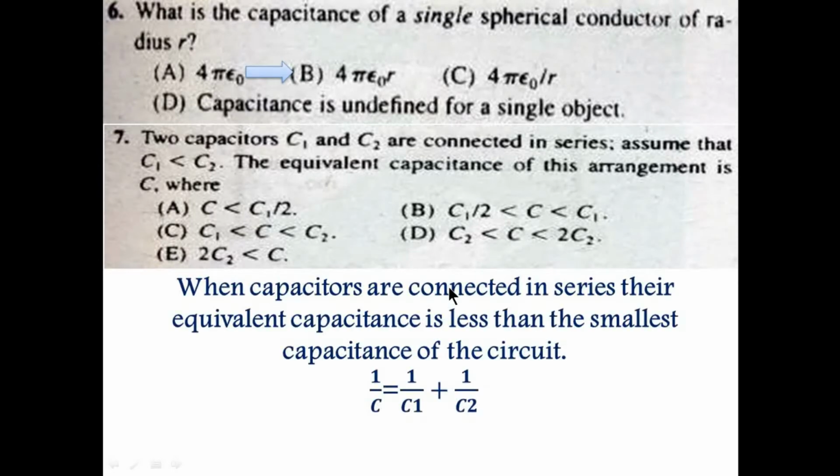When the capacitors are connected in series, then the equivalent relation would be 1 by C is equal to 1 by C1 plus 1 by C2. So here we know that C1 is less than C2. In a series combination, the equivalent capacitance is always less than the smallest capacitance of the circuit. So it means that the equivalent capacitance C would be even less than C1. So option B is the correct option, in which C is less than C1 and greater than C1 by 2.